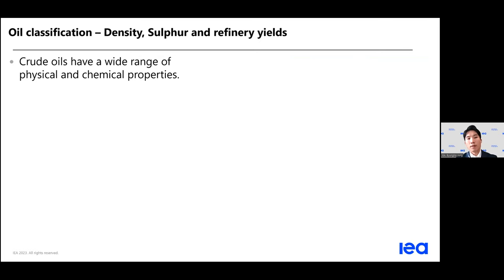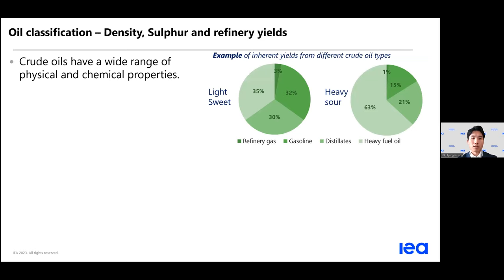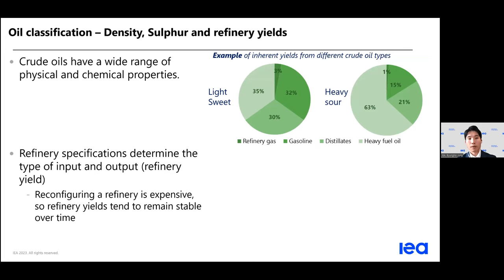And because there are so many different characteristics between the oil, it has a wide range of physical and chemical properties. One example here is showing, depending on the contained sulfur contents, it has an inherent yield ratio between light, sweet, and heavy sour crude oil. And one more thing relating to this refinery specification is that normally we have an expected range of the yield ratio from the national refinery plants.